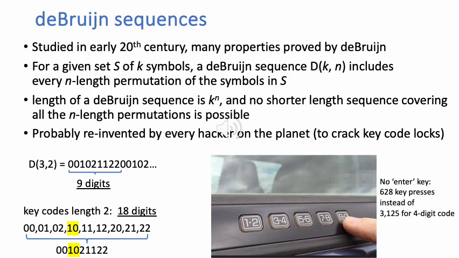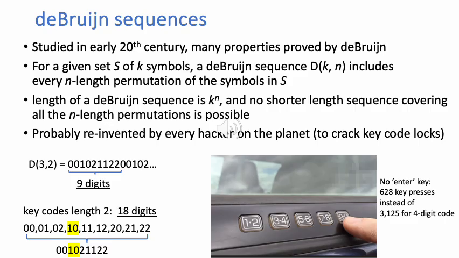De Bruijn sequences are an interesting concept developed in the late 19th century, early 20th century, and a lot of properties were proved by the mathematician De Bruijn. Basically, fairly simple to define. For some set of k symbols, we want to include every n-length permutation of those symbols. And the length of this sequence is k to the n, and it's been shown that there is no way to do a shorter sequence covering all those n-length permutations. And of course, just to show what we mean by these, there's a fun little example.